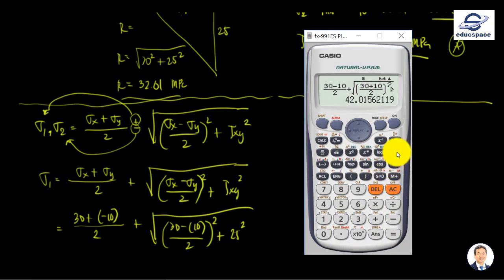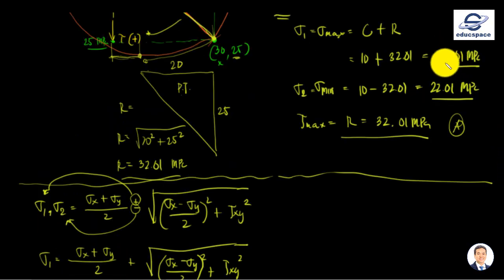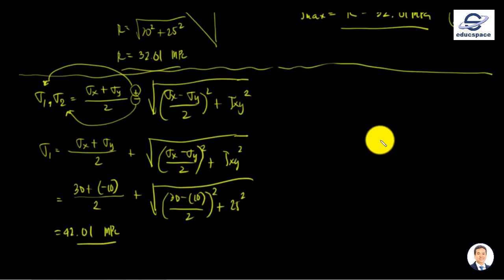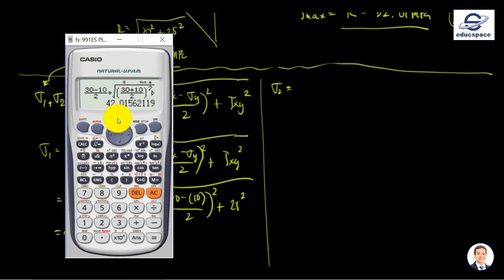So, we have 30 minus 10 over 2 and then plus square root of open. Tapos 30 minus minus is plus 10 over 2 and then squared plus 25 squared equal sign. We have 42.01 megapascal, which is this one. Okay? And then sa minimum naman, simple. Gagamitin lang natin yung negative. So this one, let's make this simple. So same calculation, buburahin ko lang yung positive. That's the beauty of this calculator. Madali i-delete or paltan.